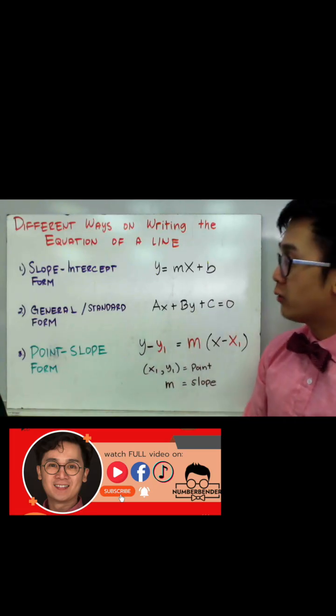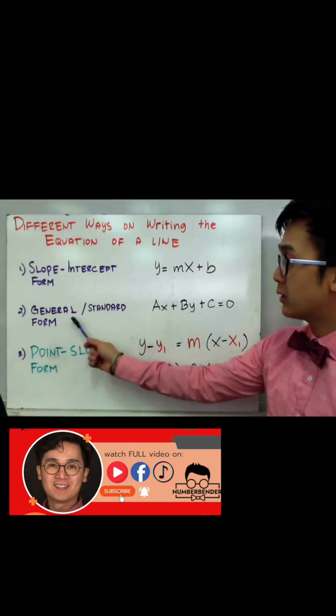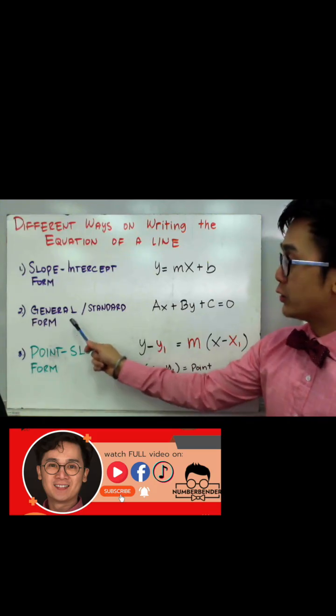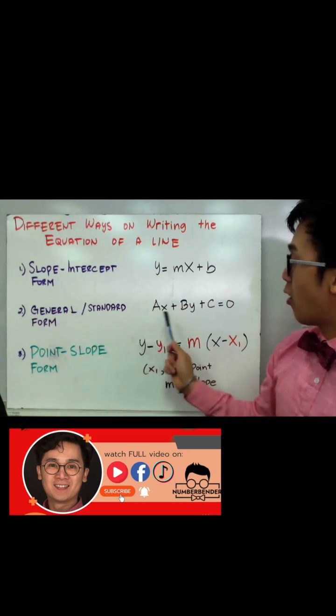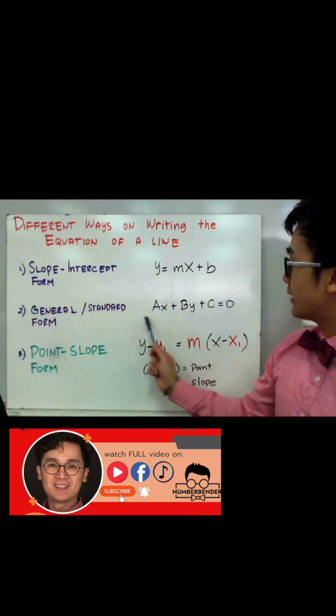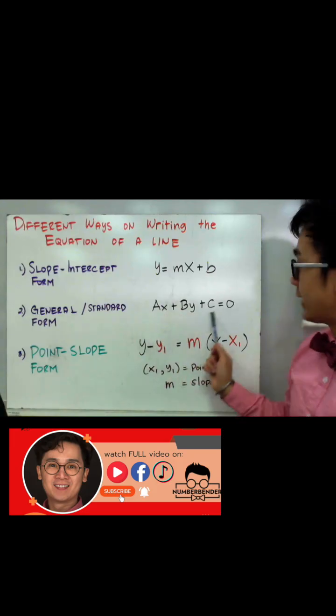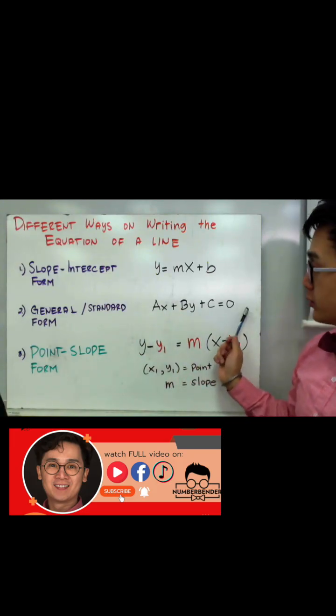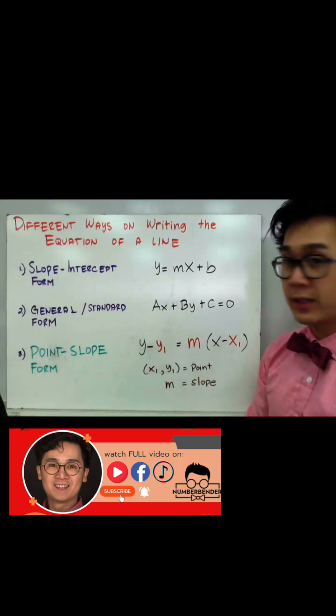We can also write an equation of a line using the general or the standard form. Now, the general and the standard form is where all your variables and your constant are located on one side of the equation equal to 0. So this is another form of a linear equation.